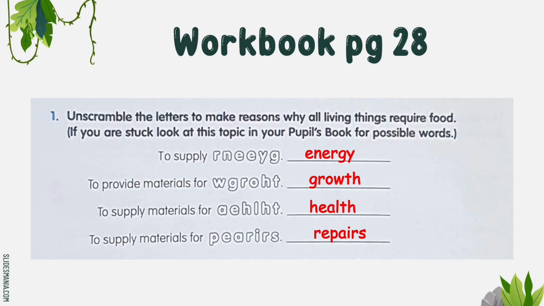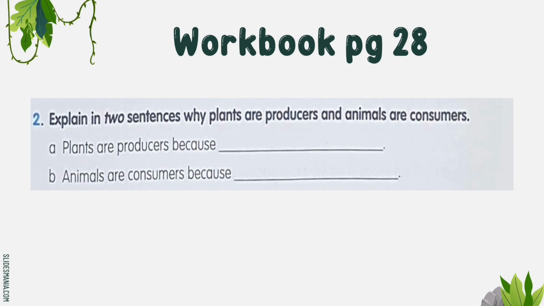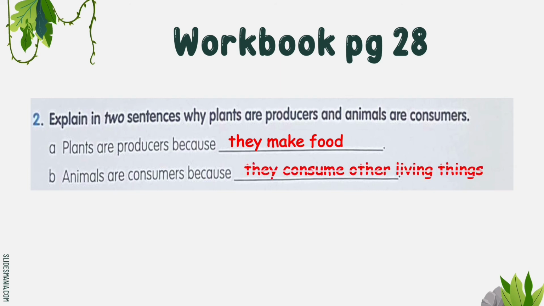Now we'll move to the second question. Explain in 2 sentences why plants are producers and animals are consumers. Plants are producers because they make food. And animals are consumers because they consume other living things. Now we move to the third question.